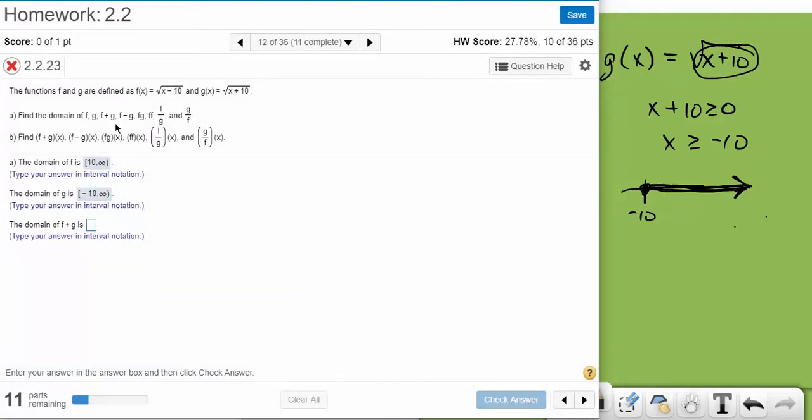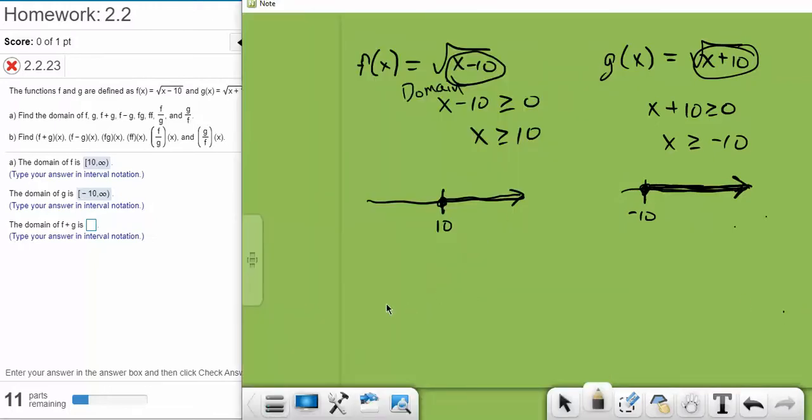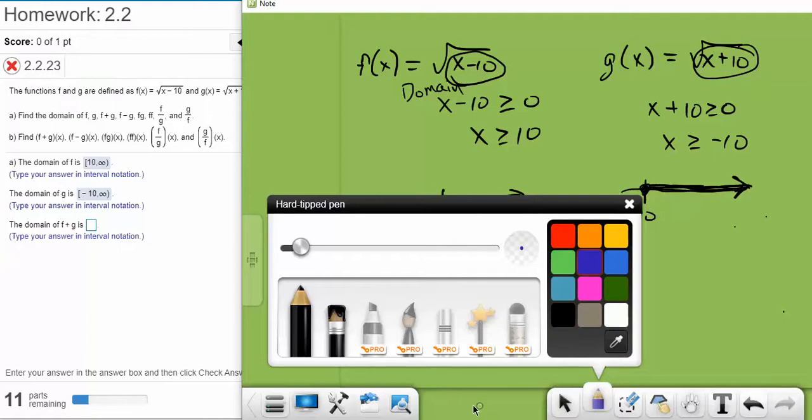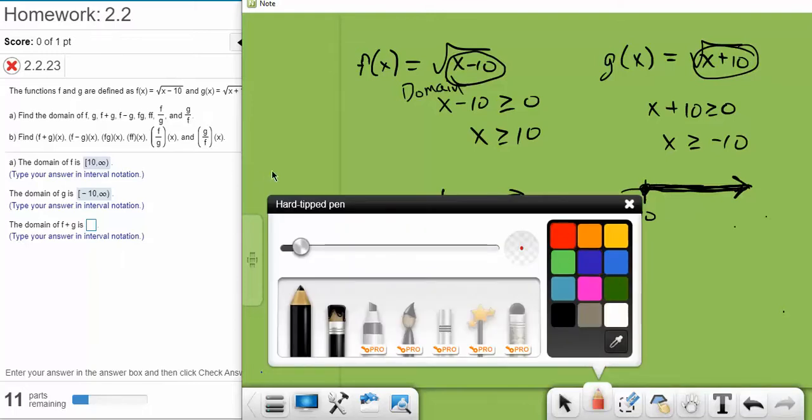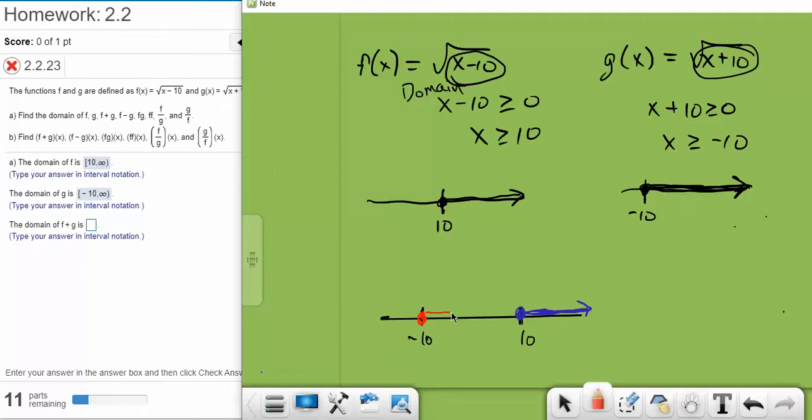Okay, now the next three, f plus g, f minus g, f times g, is the intersection of these two. So if I was thinking on a number line, let's make this a little nicer here. So if I had a number line, and let's say here's negative 10 and here's 10. Let's do this blue for the f. So for blue, x is greater than or equal to 10. We got a solid dot, we're going that way. And then let's do red for the g, and we're going to put a solid dot at negative 10, and we're going that way.